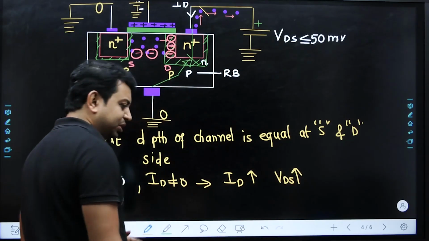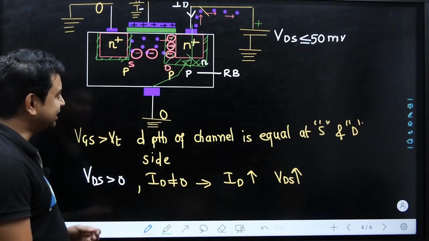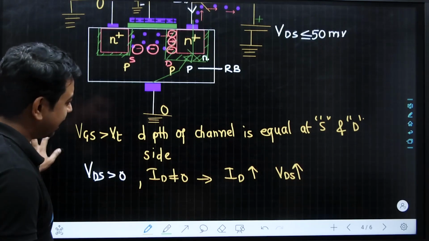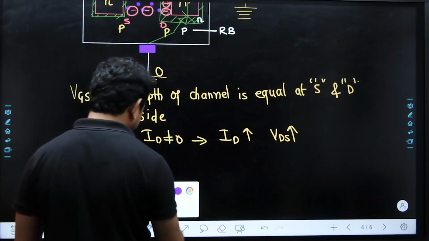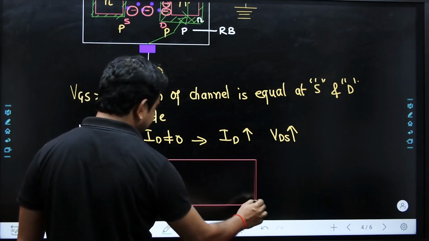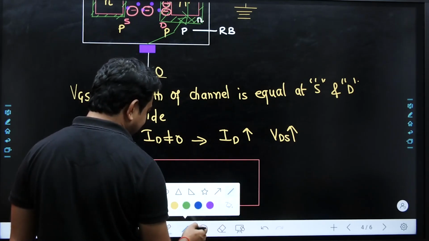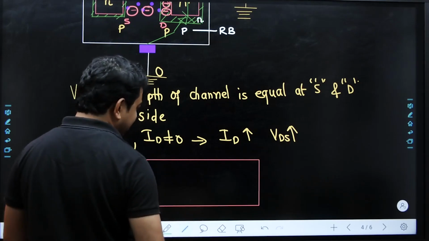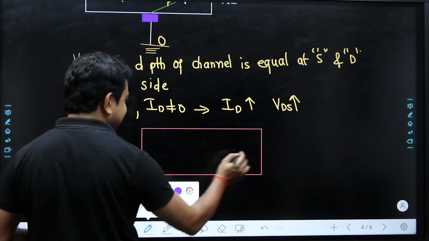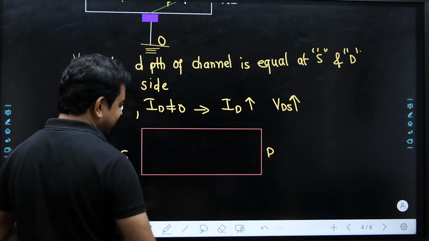And in addition to this, we can say that the depth of the channel is more towards the source side, and the depth of the channel is decreasing towards the drain side. So I am drawing this particular line, and I will show the depth of the channel. Suppose this is the source side and this is the drain side, and this is the depth of the channel.